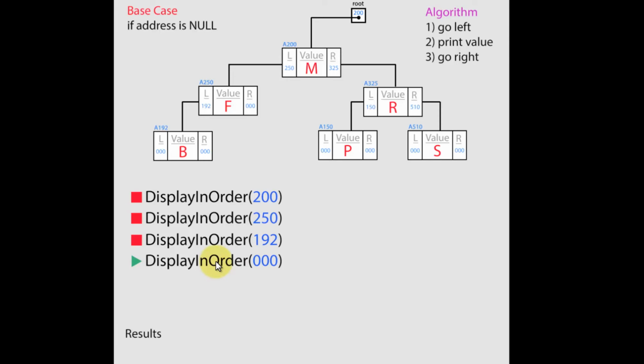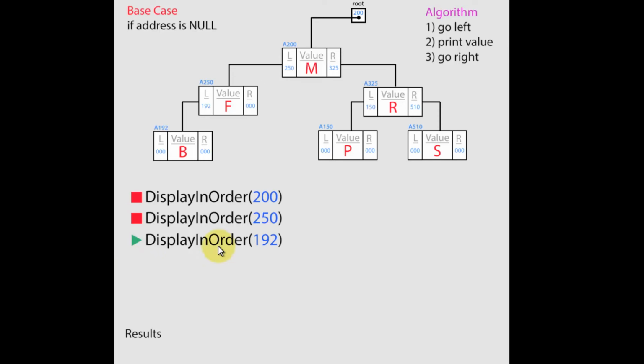Okay, so then now we pause display in order on 192, and then we call display in order on 000. But since this is null, that meets our base case, so this function will terminate and it needs to be removed from the call stack, and then we need to go back to display in order 192 and continue the algorithm.